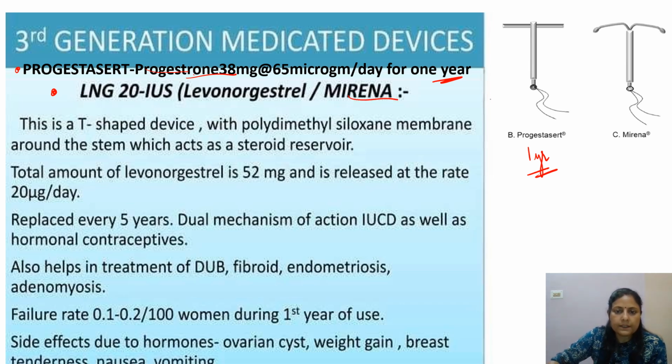Next is Mirena. It is also an intrauterine contraceptive device, that is levonorgestrel 20 IUS. It provides contraception for 5 years. Mirena provide for 5 years.